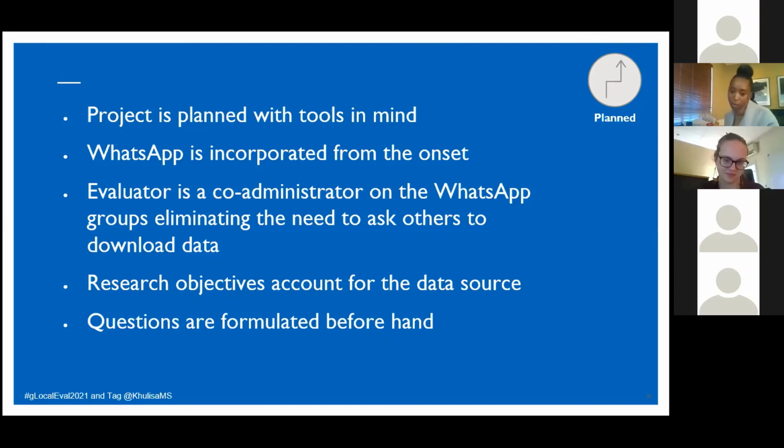Objectives account for the data source. Your research objectives know exactly that, okay, in this program, we are going to be using WhatsApp to monitor well-being, to monitor communication, how exactly you plan to use it and why. Are you using WhatsApp for the right platform, for the right people also? We need to think about that. Questions here are formulated beforehand. So you get to think around how you're going to support, where, and why.